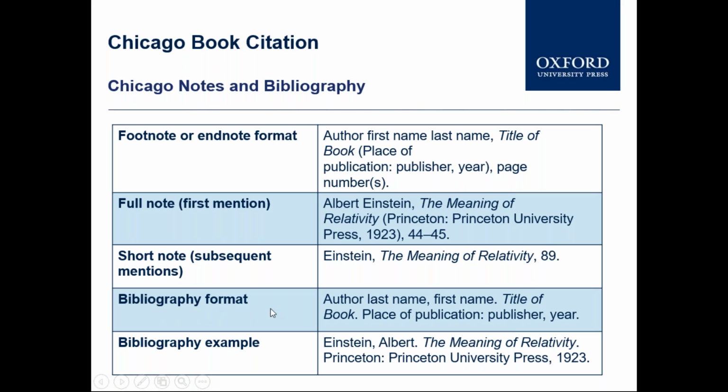In a bibliography format, it is the author's last name, first name, title of the book, place of publication, publisher, year. Very simple. Einstein, Albert, in the inverse way his name comes. The Meaning of Relativity, Princeton, Princeton University Press, 1923. That's it, if you are using it in the bibliography format. Now, these formats will be communicated to you by your professors, how they want you to do it. So you'll have to check on these things with them. The purpose of the session is so that you know the right kind of questions to ask your professor before you submit your work.